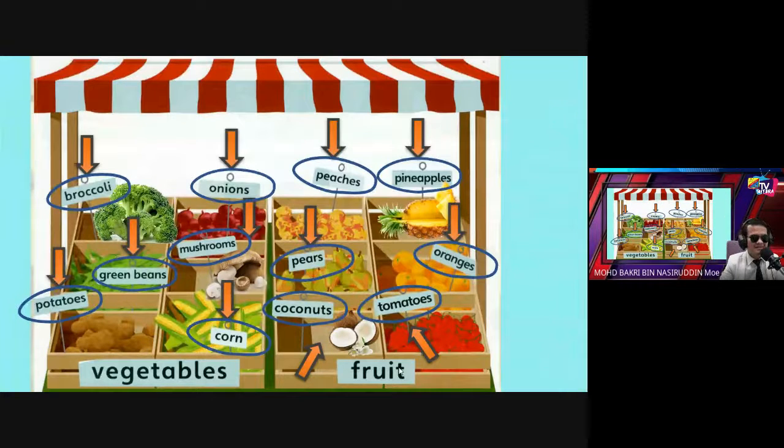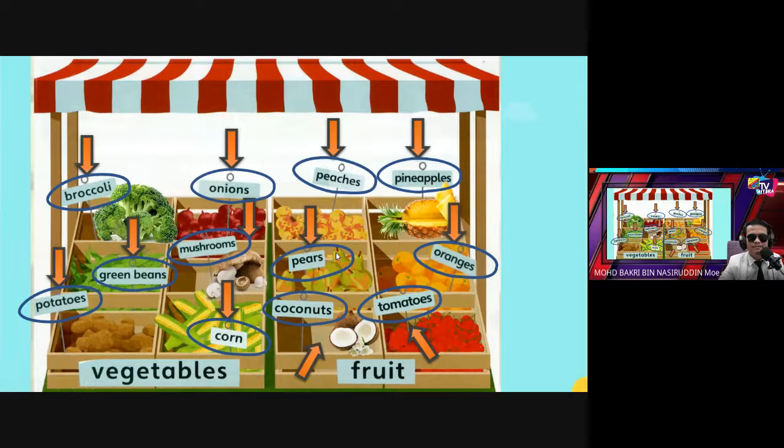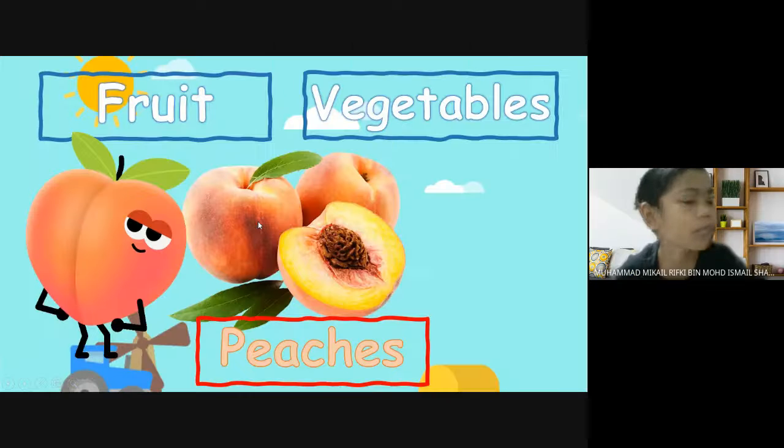Okay. Give a round of applause. Okay, round of applause to all of you. Very good. You have done a very good job. Okay, now let's take a closer look on these fruits and vegetables. Okay, mari kita tengok secara lebih dekat. Okay, what is this?